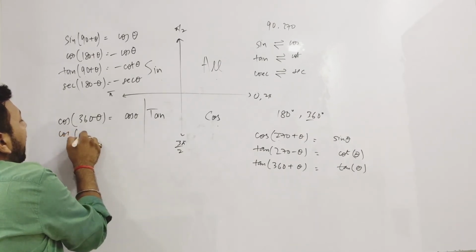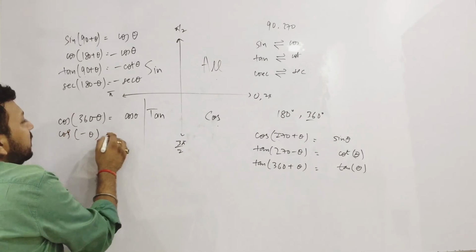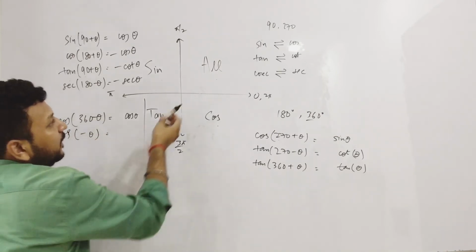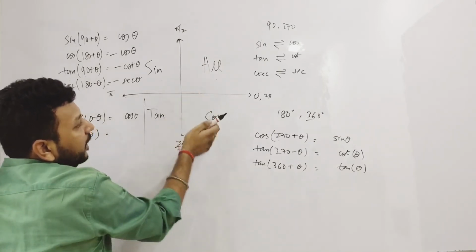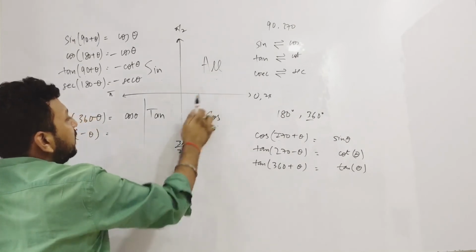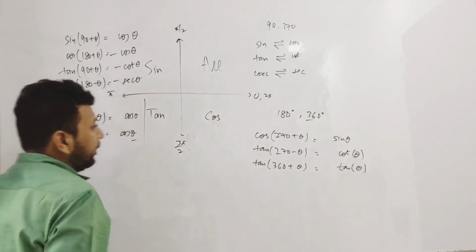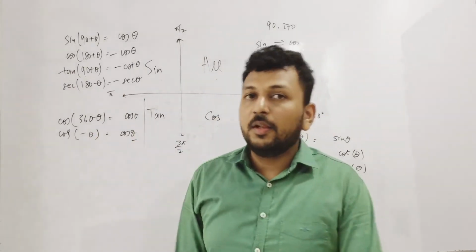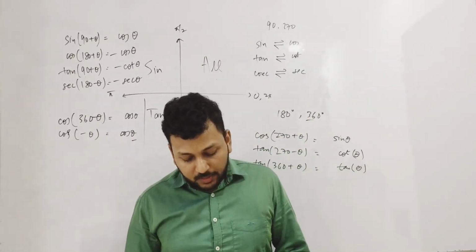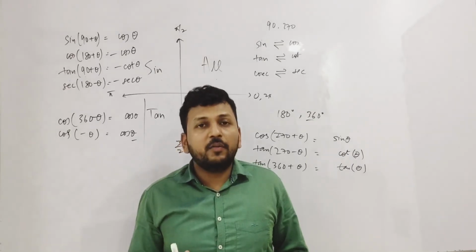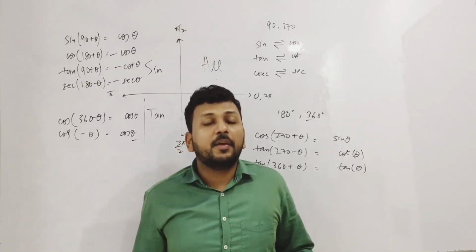Cos of minus theta, this we know, is cos theta only. And here also, minus theta means this quadrant, which is a positive quadrant for cos. The answer remains cos theta only. Simple. This is how the rule goes, and that is how we can convert the angles.